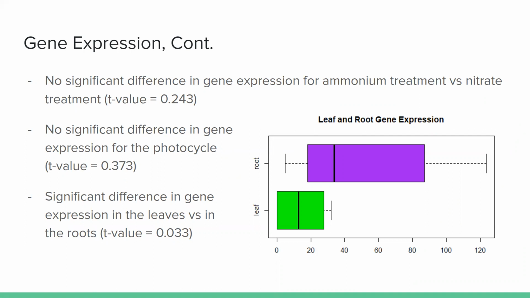However, when we studied the gene expression in the leaves versus in the roots, we did find a statistically significant difference of 0.033, which is below the cutoff value of 0.05. As you can see from the graph on the right, the root had much higher gene expression overall, and it also had more variation in gene expression, whereas the leaves had much lower gene expression.